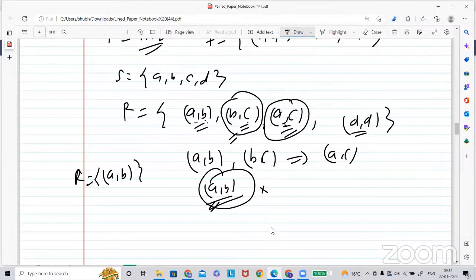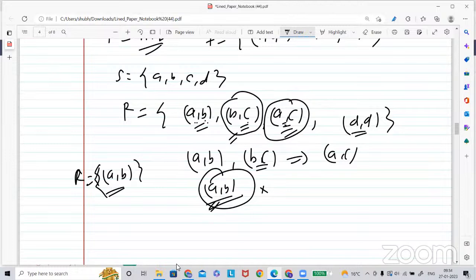This is transitive because if you want to try it, AB is there. BC is there, no need to check. But still it is supporting the transitivity, because there is nothing extra. So this is not true for a reflexive relation, right, sir? This is not true for reflexive.